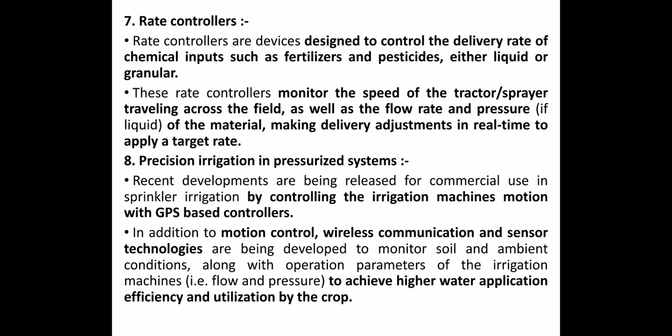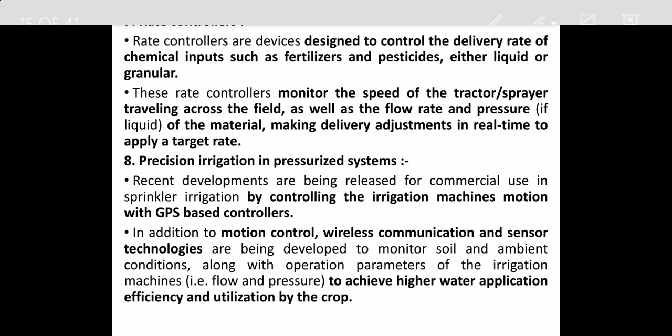Then the eighth technology, that is precision irrigation in pressurized systems, that is sprinkler or drip irrigation systems, which were recently developed for different commercial uses. Sprinkler irrigation is done by controlling the irrigation machine motions with a GPS based controller. In addition to motion control, wireless communication and sensor technologies are also used to achieve higher water application efficiency and utilization by the crops.